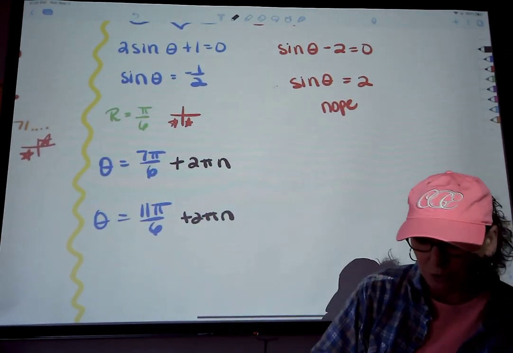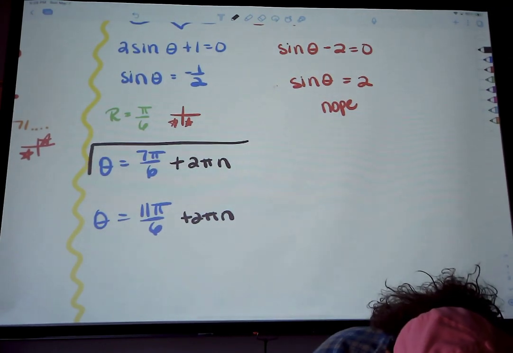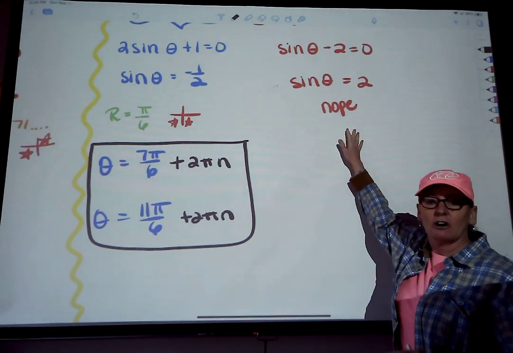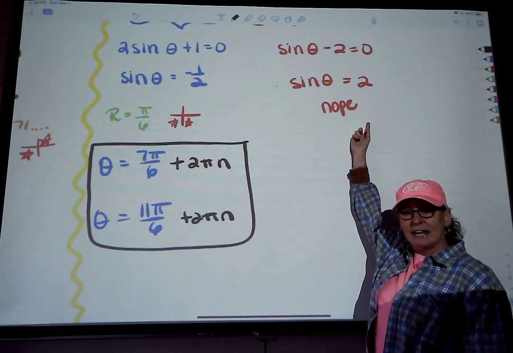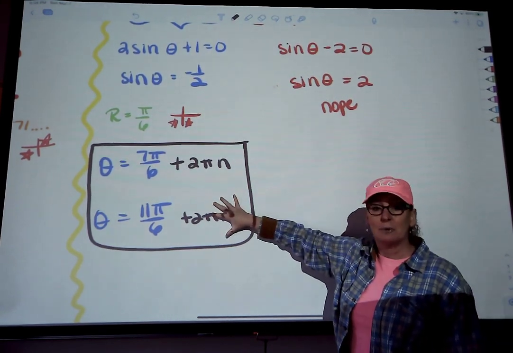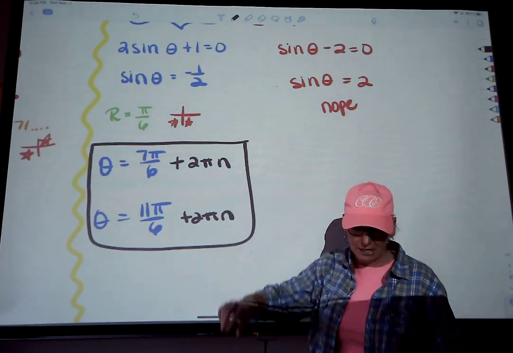Now, just be careful. If you have a nope and some answers, make sure you circle your answers. You're not telling me there aren't any answers at all. There just weren't any answers from that side of my solution. I ended up with 2 answers, just not 4. So these are good answers.